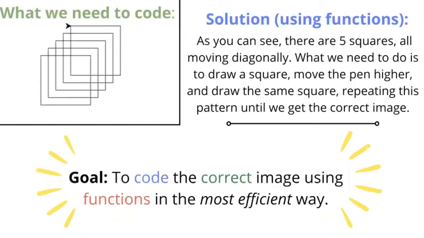Solution: using functions. You can see that there are 5 squares all moving diagonally upwards. We need to draw a square and move the pen higher and draw the same square 5 times. The goal is to code the correct image using functions in the most efficient way.